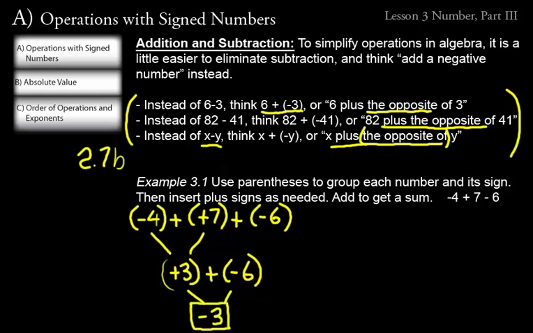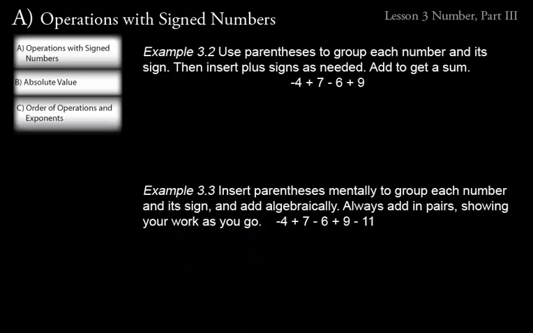So just reviewing there, we thought of that negative 4 by itself, the plus 7 by itself, the negative 6 by itself. We put those in parentheses and then put plus signs in between to make it into algebraic addition. Let's do a couple more examples here. Example 3.2, let's do that, and use parentheses to group each number and its sign, then insert plus signs as needed, add to get a sum.